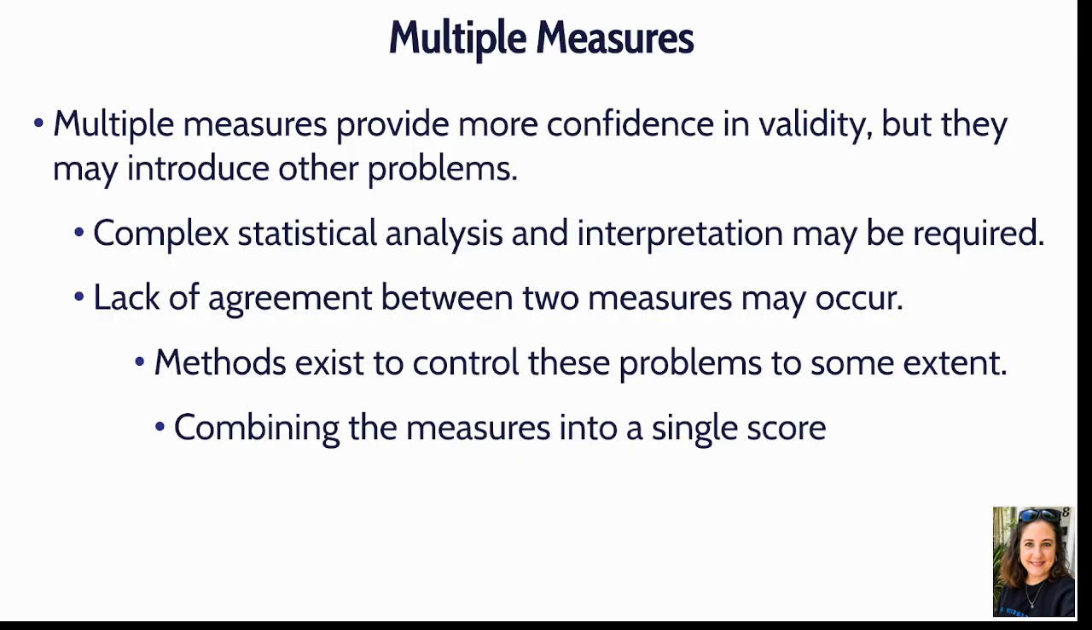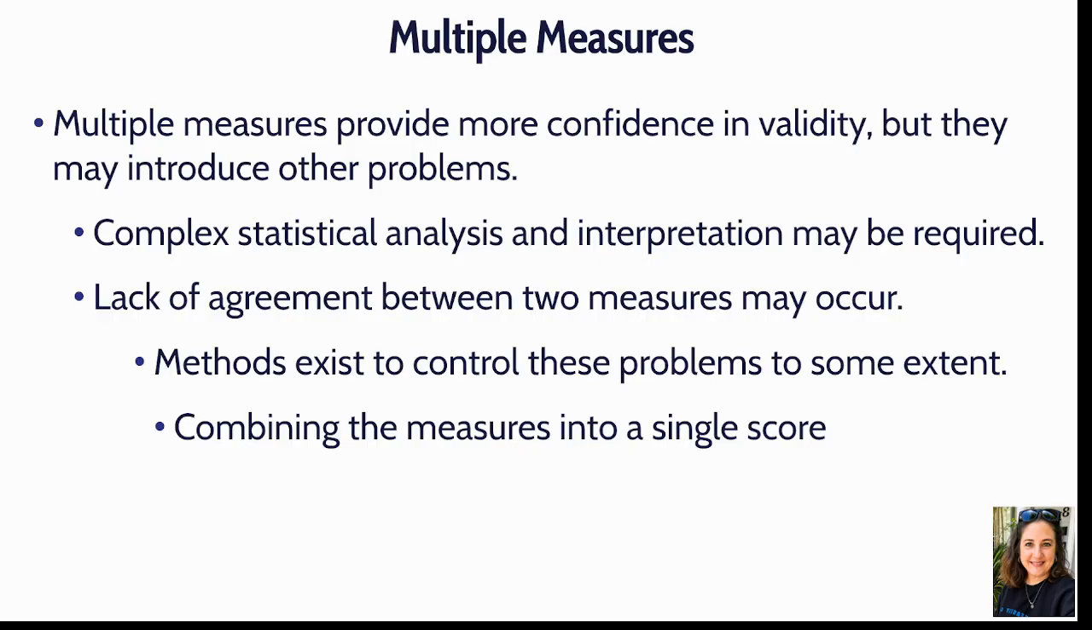But at the same time, it also introduces problems. So if I measure a behavior multiple times, it might mean I need to use a more complicated statistical analysis in order to interpret whatever it is I'm trying to interpret. Anytime I start measuring something at more than one point, there's always the possibility that there's a lack of agreement between those 2 measures. That is your reliability, right?